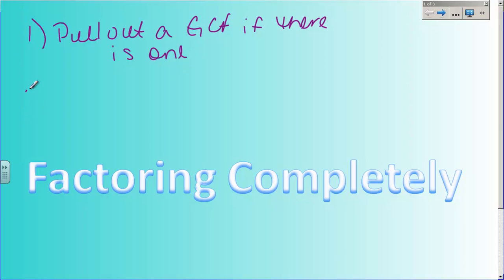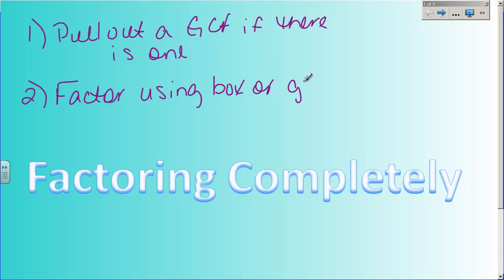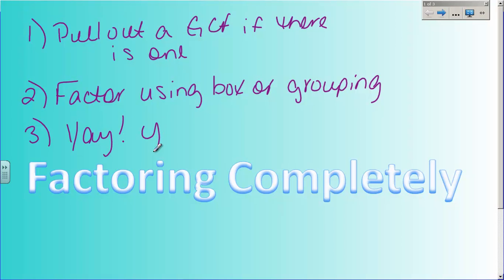If it does, pull it out. Then number 2, factor using either the box or the grouping method. Number 3, yay, you're done.